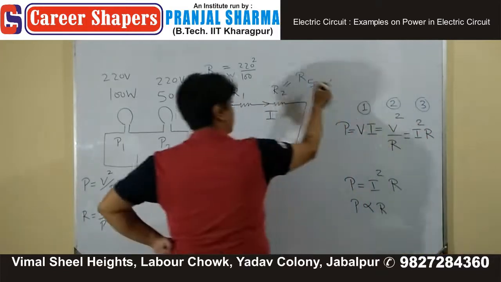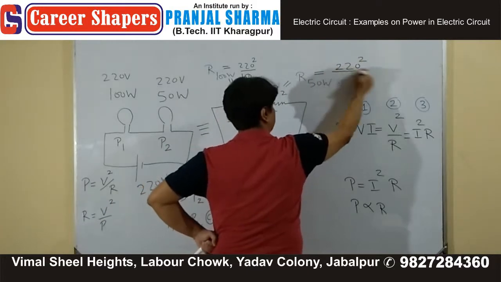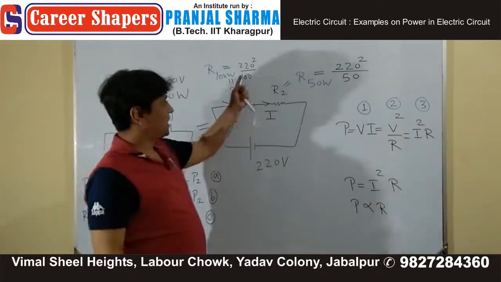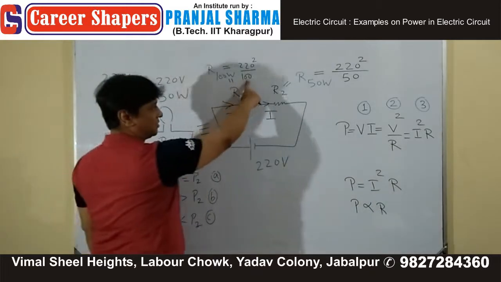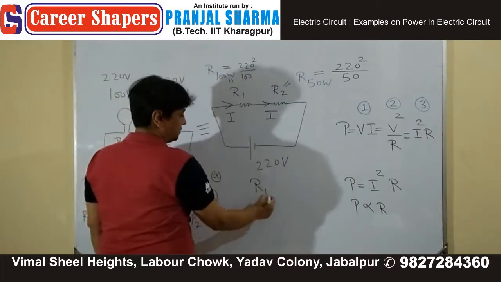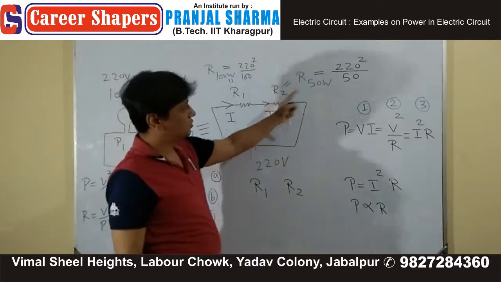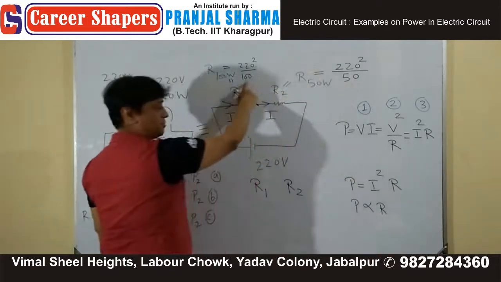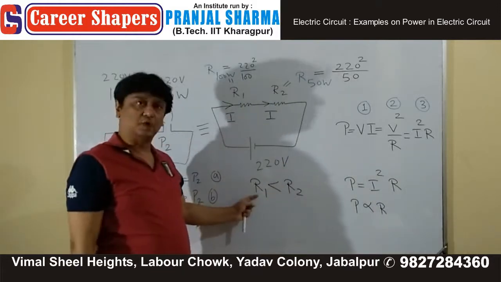For the 50-watt bulb, the voltage is 220 square divided by power, which is 50. Now, for the question, you don't have to simplify or solve these things. You can see that this is 100 and this is 50. That means R1 and R2. R1 is the resistance of the 100-watt bulb, and R2 is the resistance of the 50-watt bulb. Since 50 is less as compared to 100, R2 is greater than R1.